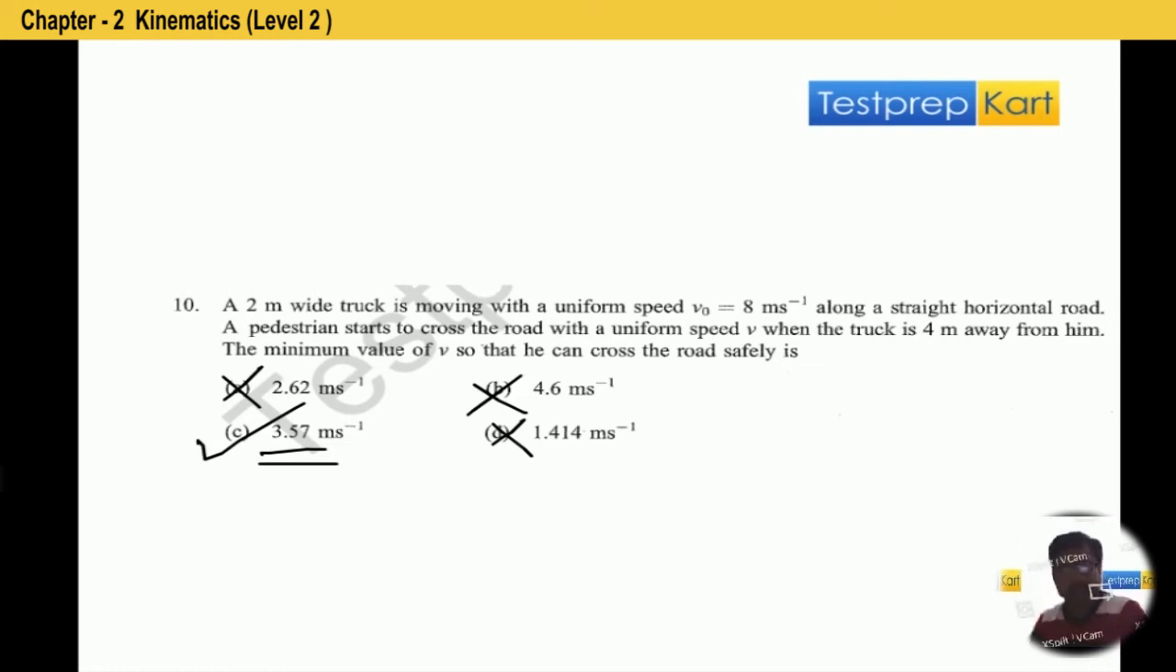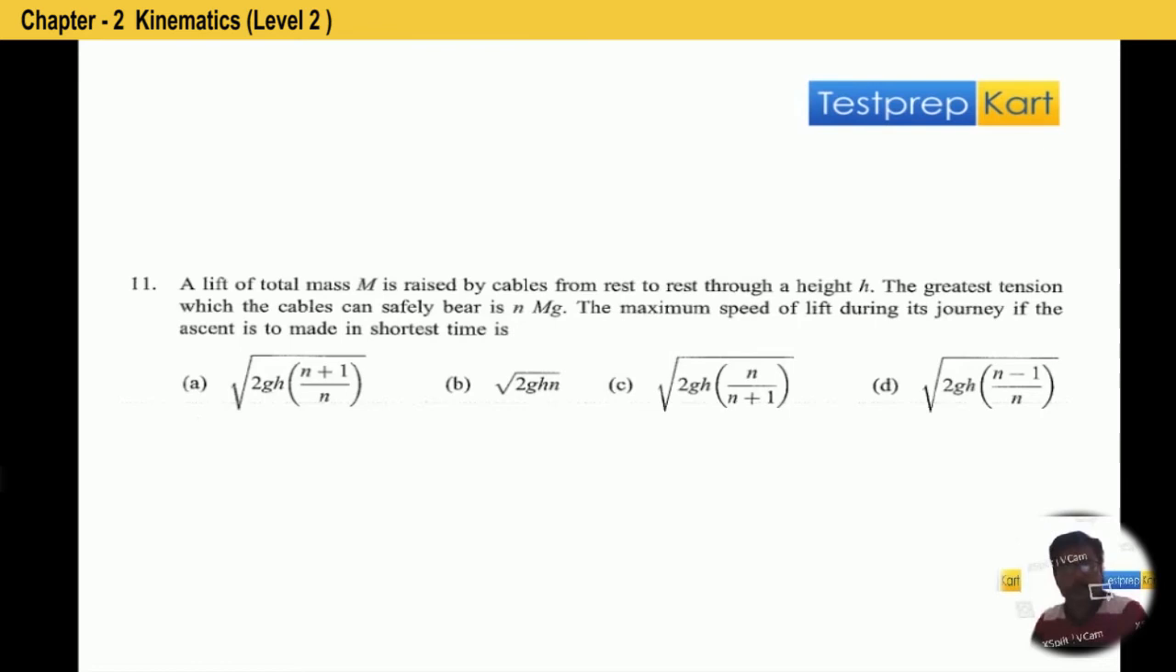Next. A lift of total mass M is raised by a cable from rest to rest to a height h. The greatest tension which the cable can safely bear is N mg. Find the maximum speed of the lift during its journey if the ascent is to be made in the shortest time. Suppose this is the lift. Here a man is standing inside the lift, and the lift is hanging with a string. So the lift's weight is acting downward, that is mg. So according to Newton's law, there should be another opposite force acting on it. Suppose it is T.